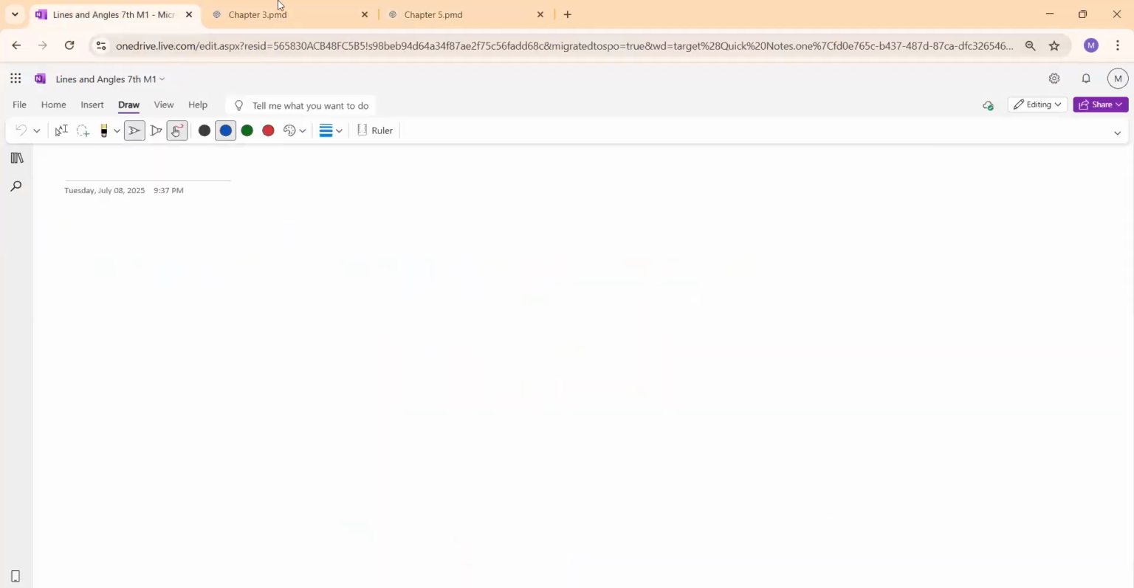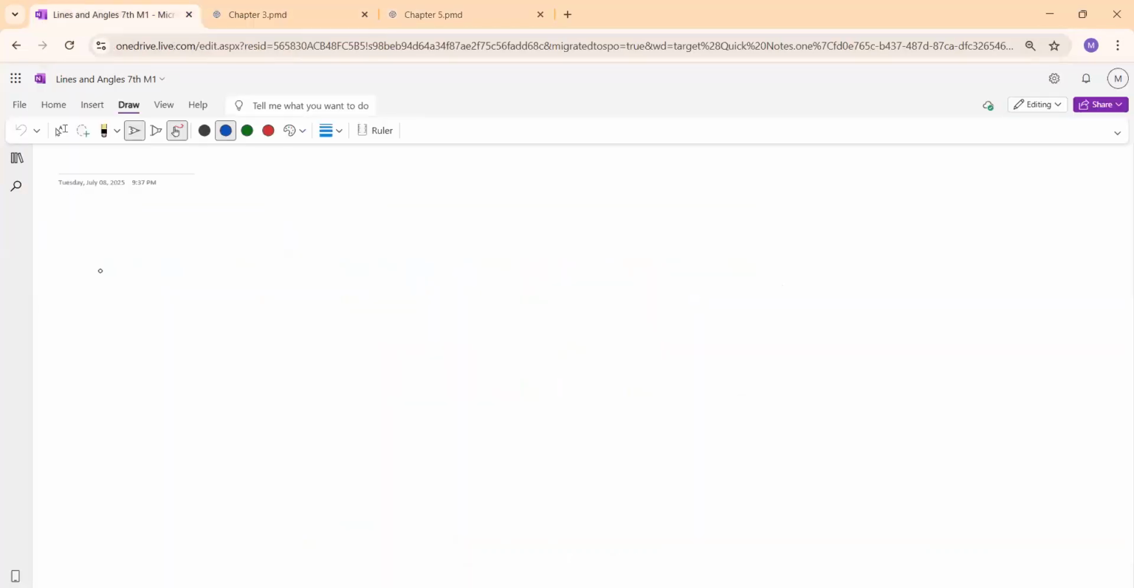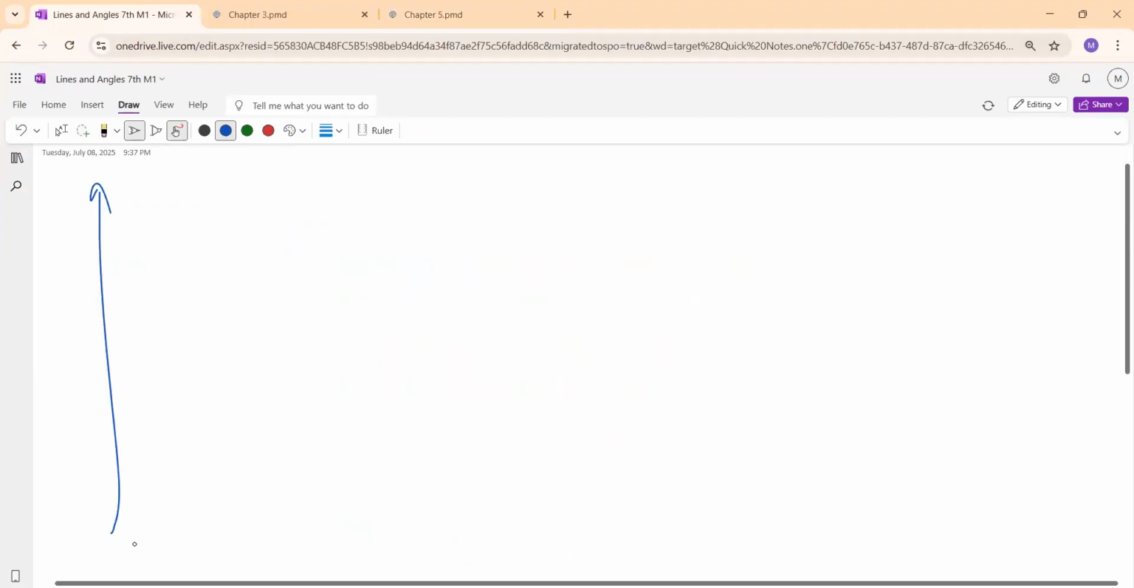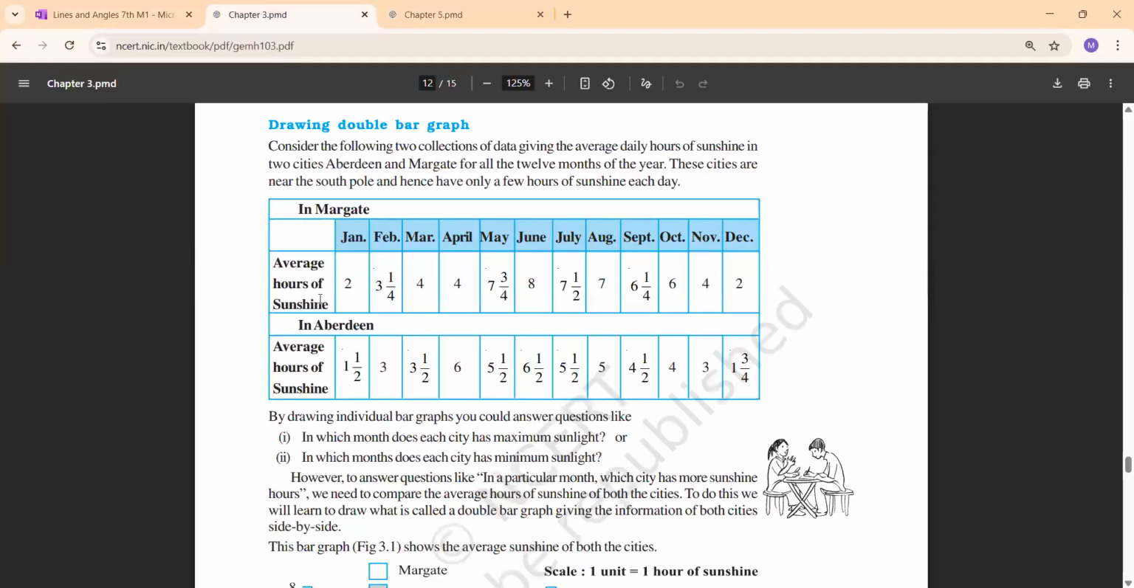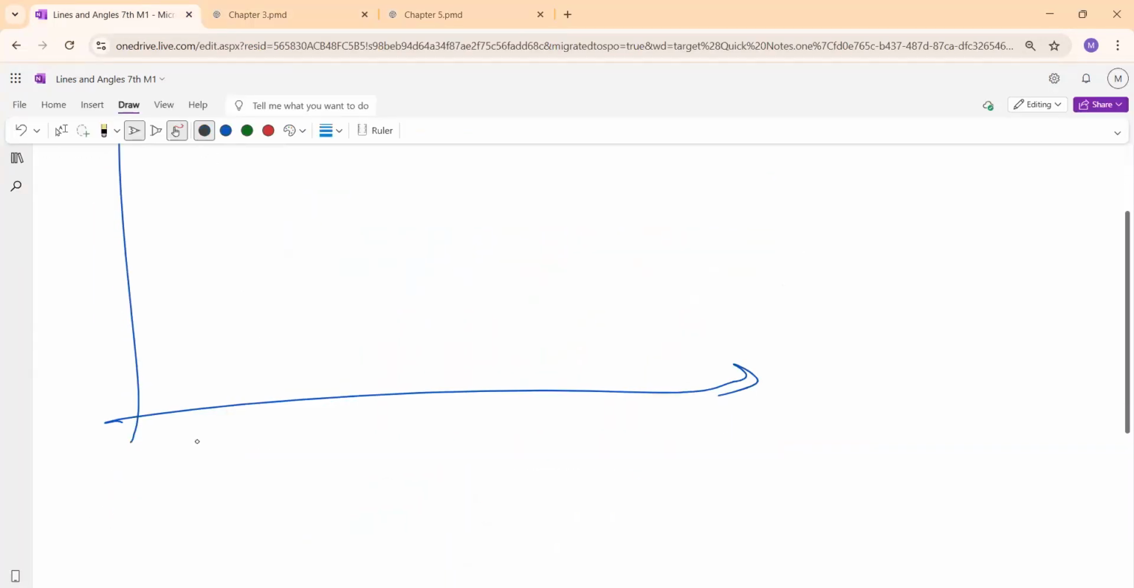Like this, graph for it. So let's say in the graph, here I am taking the months.